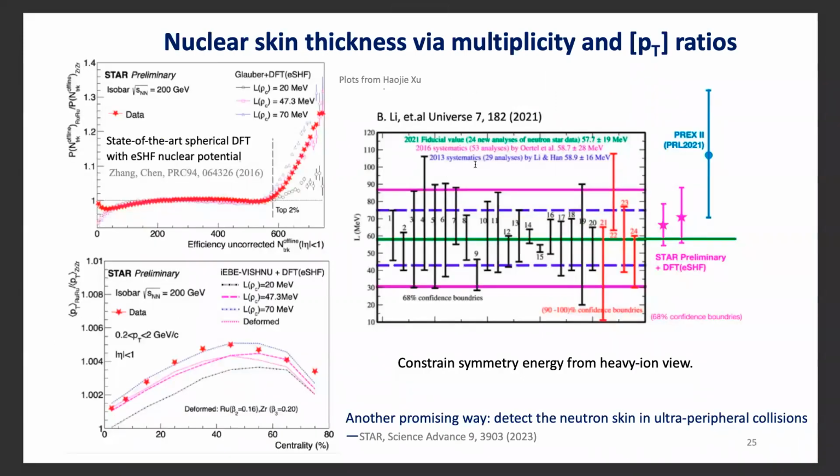So Haojie also studied this, and they find another important, promising way to study the neutron skin to constrain the L parameter, the slope of the symmetry energy at the saturation density rho 0 location. Their constraint is roughly equal to the empirical calculations from lots of groups, and they try to constrain the symmetry energy and the L values from the heavy ion collider. And another way is we can use ultra-peripheral collisions to detect and constrain the neutron skin. I think Zhang will give this in detail.